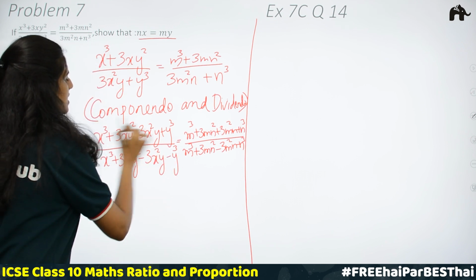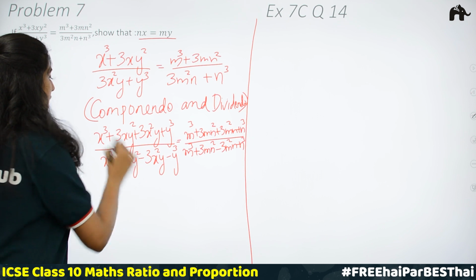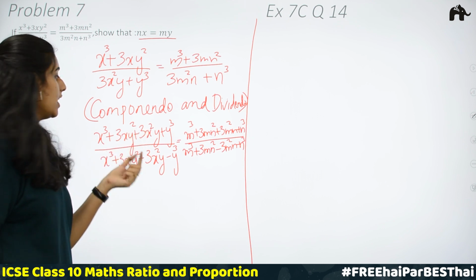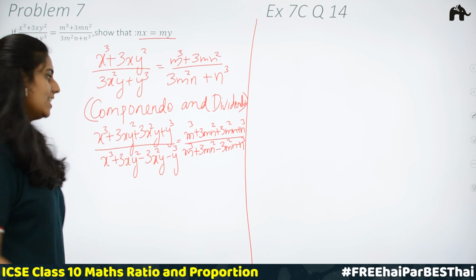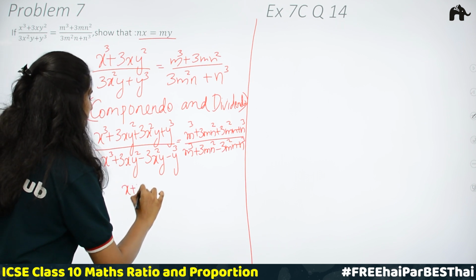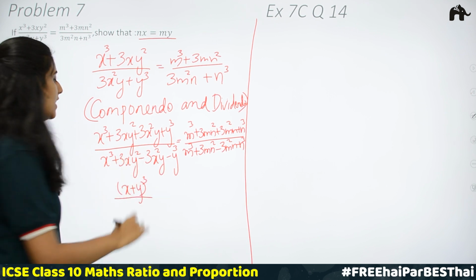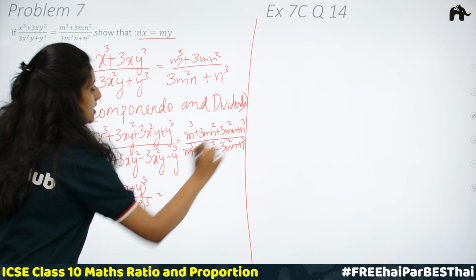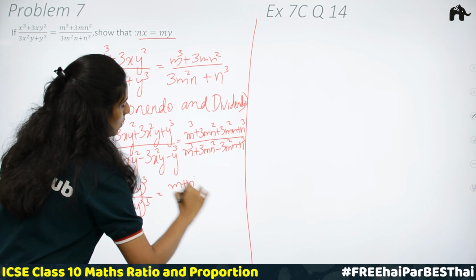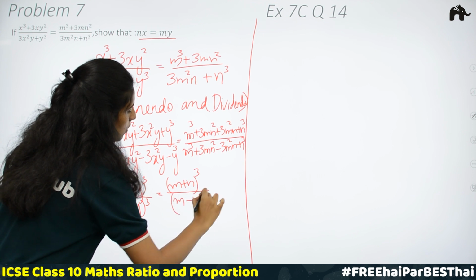Okay. This is similar to a formula, an algebraic formula that we have studied. x cube plus 3xy square plus 3x square y plus y cube. What was it? Yes, (x plus y) whole cube. What about the denominator? It is (x minus y) whole cube, is equal to (m plus n) whole cube divided by (m minus n) whole cube.